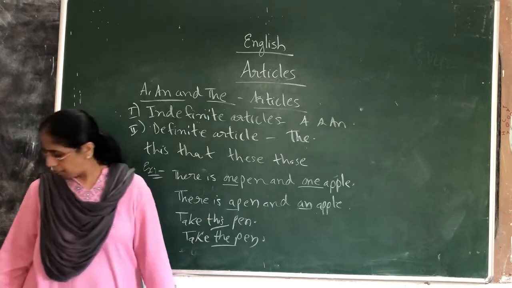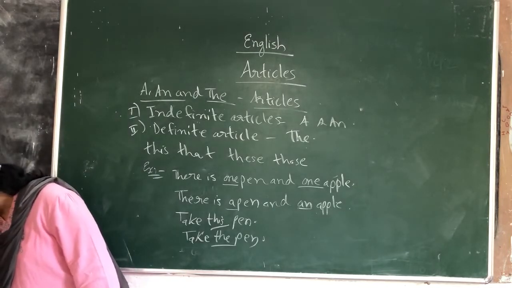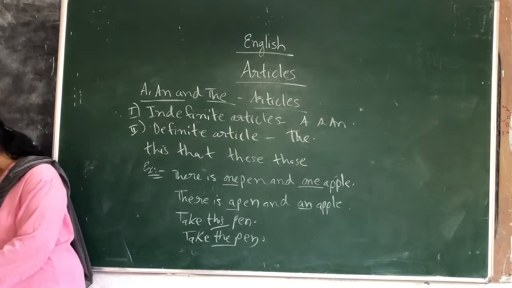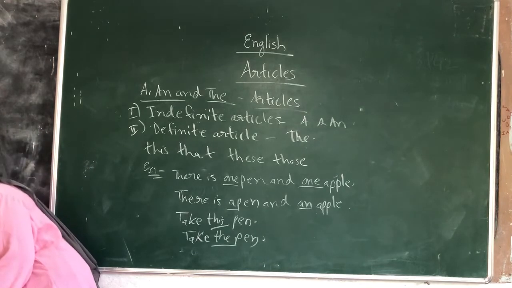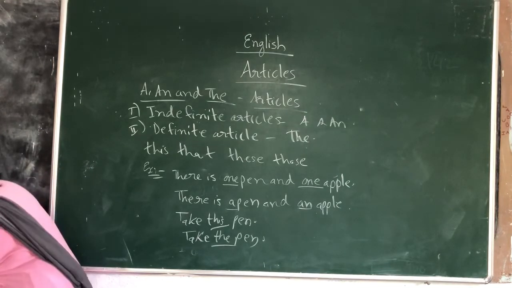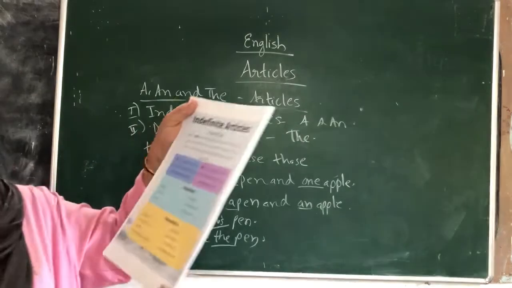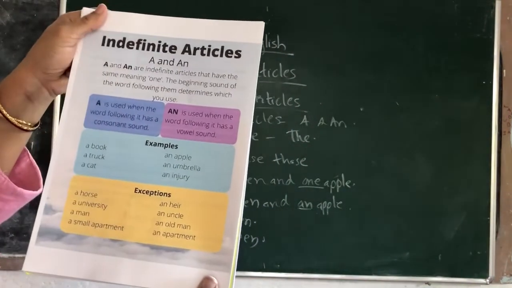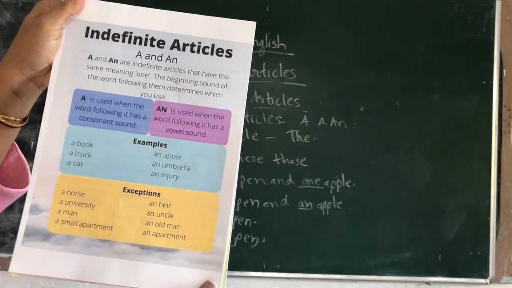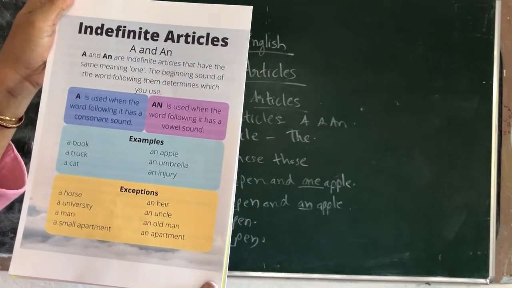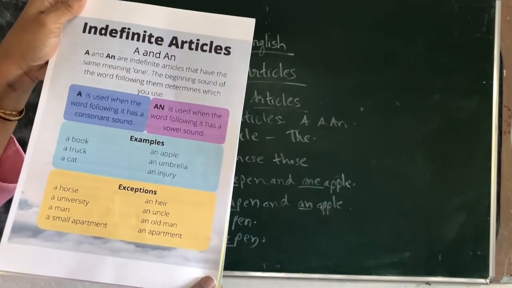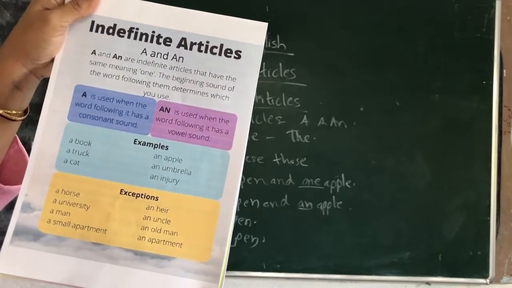Okay children? Now we will continue with our topic. We will see the definitions first, then we will go to the use, how to use the articles. See, indefinite articles. A and an are indefinite articles that have the same meaning, one. The beginning sound of the word following them determines which you use.